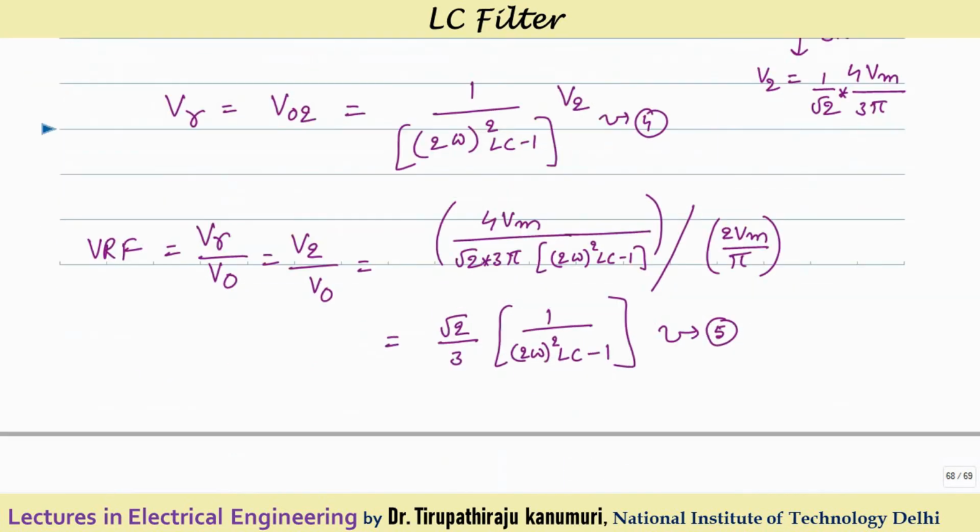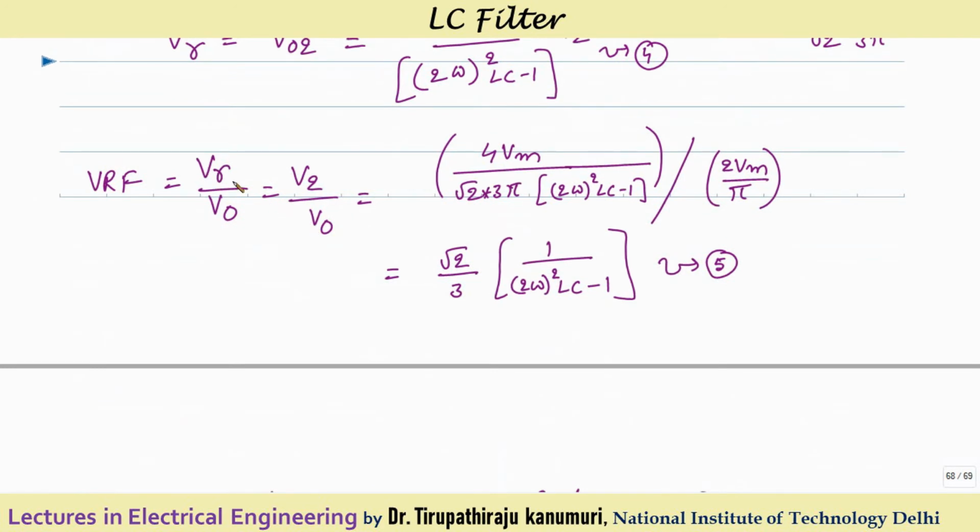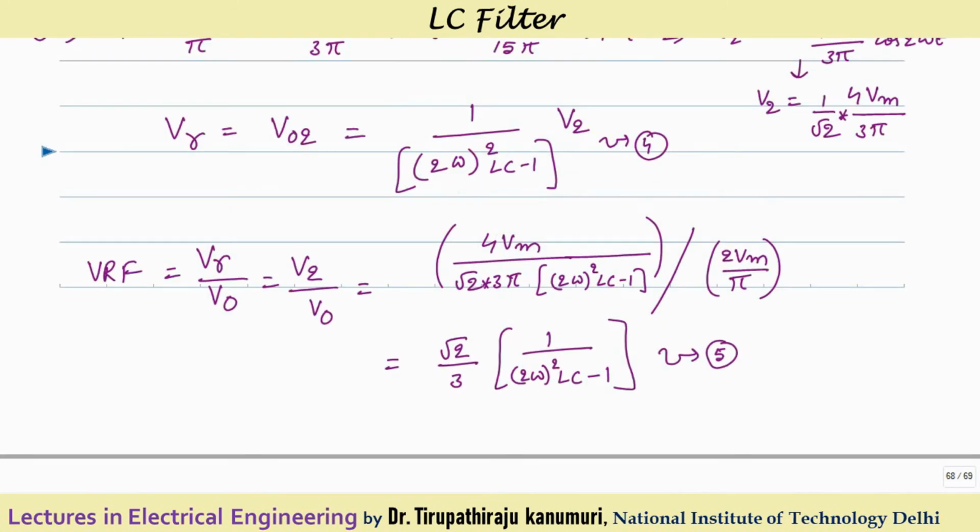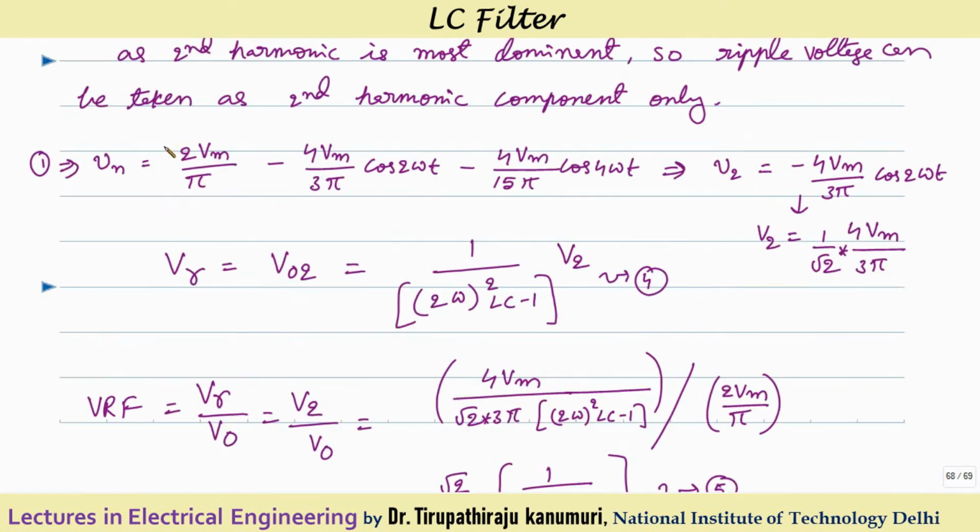Now the voltage ripple factor is the ratio of the ripple voltage to the average voltage. What is my ripple voltage? Ripple voltage I have calculated as 4Vm by root 2 into 3 pi into (2 omega square LC minus 1), divided by the DC component. So actually I want the DC component. What is the DC component? This is my DC component, 2Vm by pi.